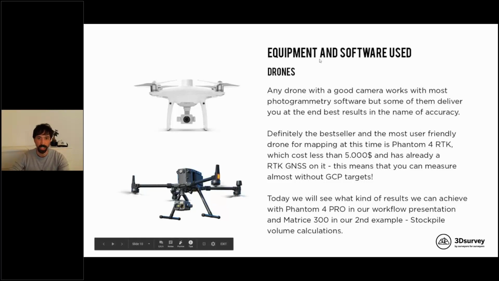So this is actually the black one. Let me mark it. So this is the Phantom 4 RTK. You can recognize it with this small antenna on it. That's why it's RTK. And then the bigger one, it's Matrice 300. Of course, more expensive one, but good one for bigger sites and more advanced projects like inspections or something like that.